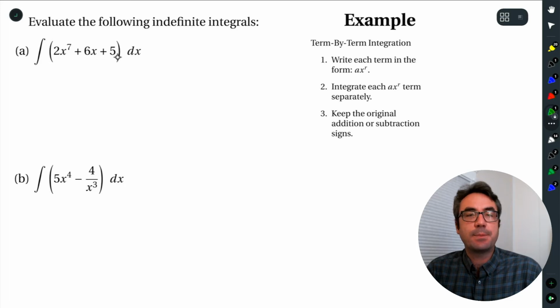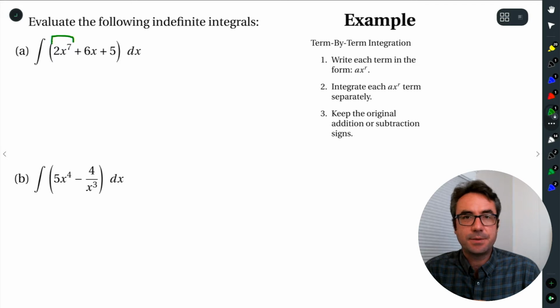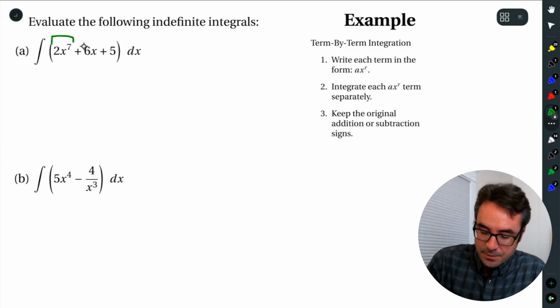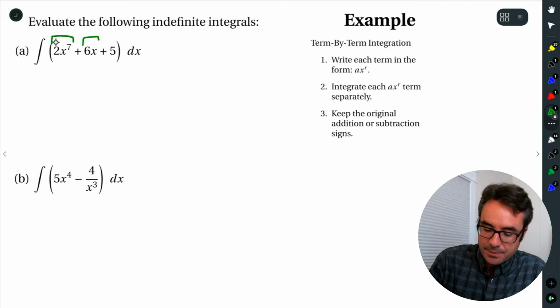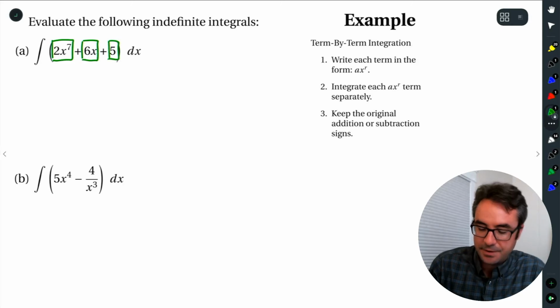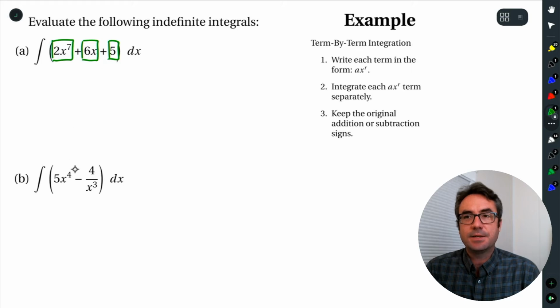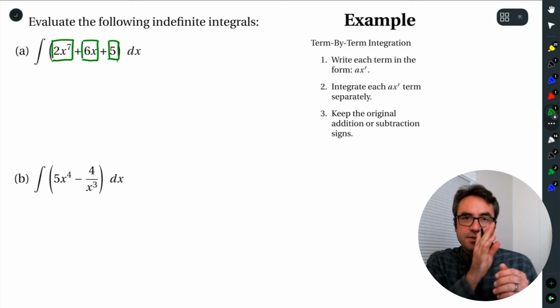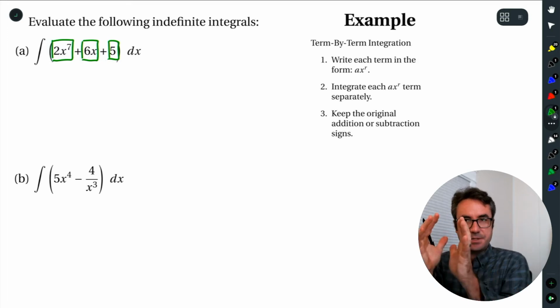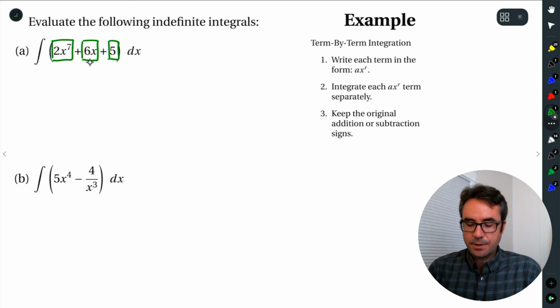When we look at this function, what we're seeing is there are three separate terms. There's this 2x raised to the power 7 term. There's this 6x term. Let me box these in. And there's this plus 5 term at the end. The plus signs, and as we're going to see subtraction signs, split up our function into different distinct pieces, which we call terms. So we have three separate terms.